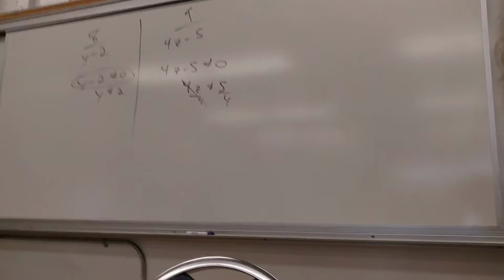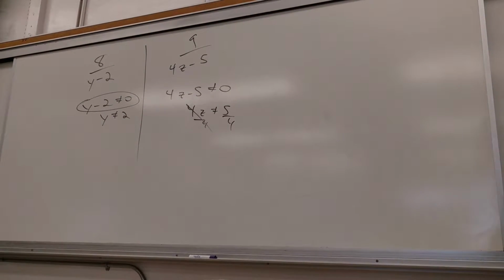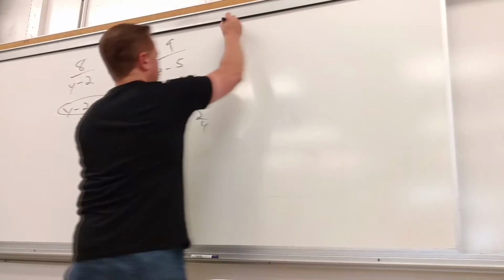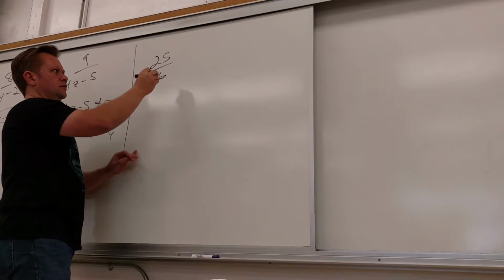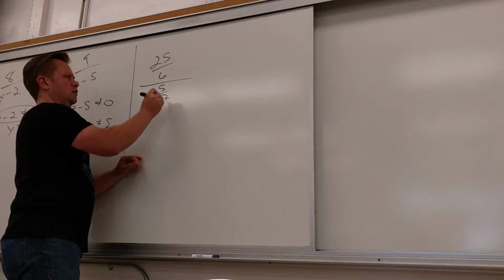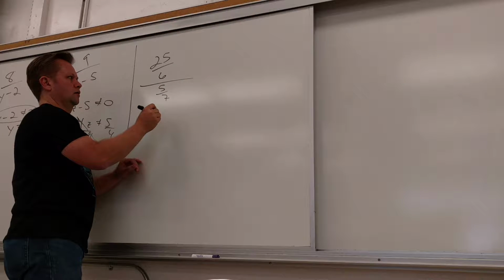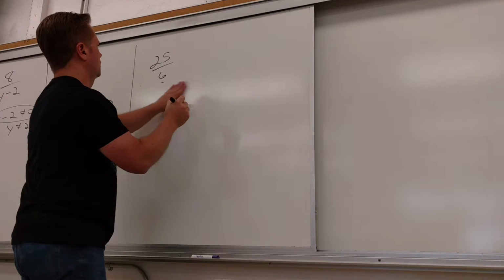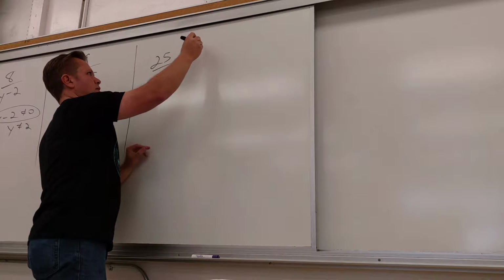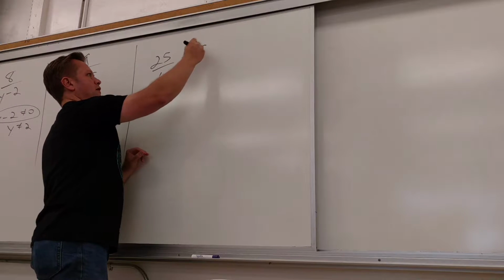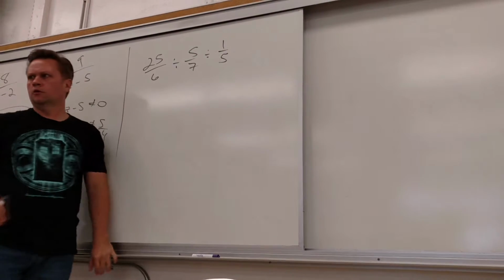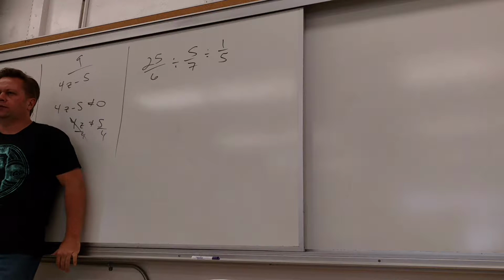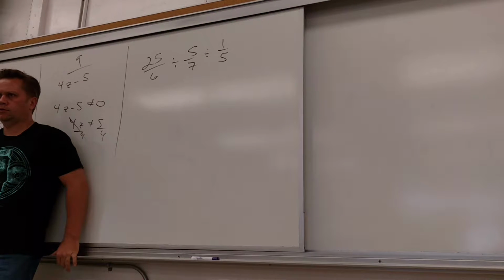What have you got? 25 over 6 divided by 5 over 7 divided by 1 over 5. Or written the other way, going across: 25 over 6 divided by 5 over 7, and divided by 1 over 5. Okay. So what do you think the first thing is I should do here?